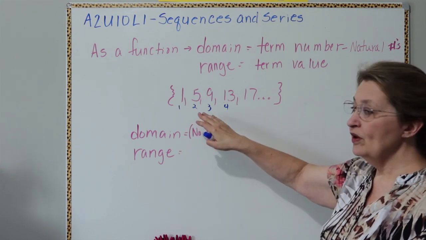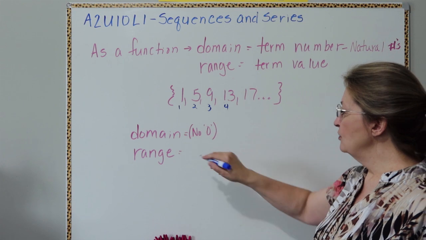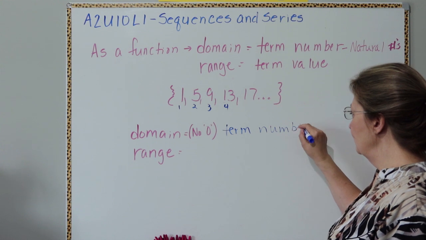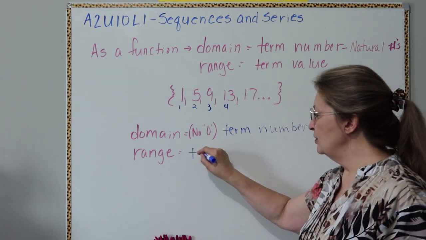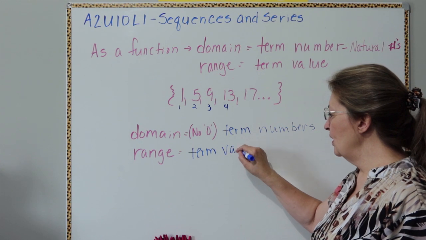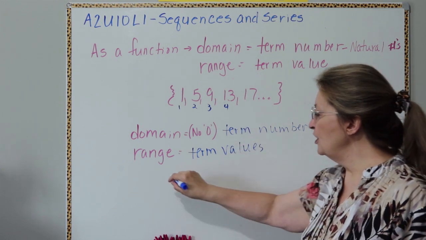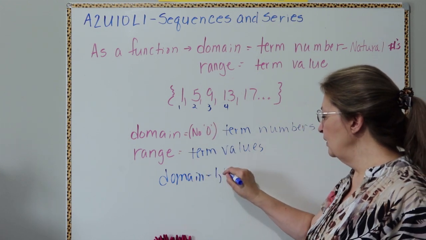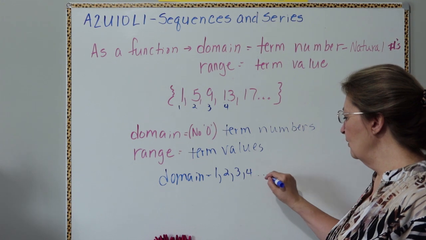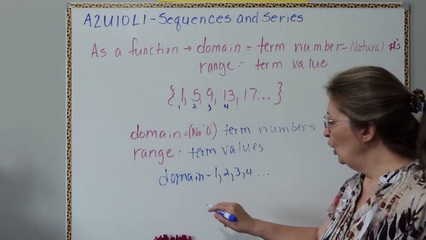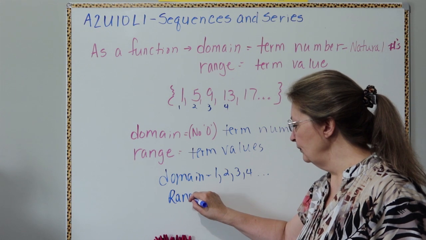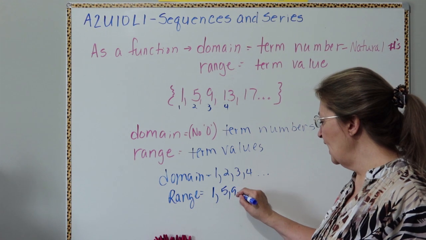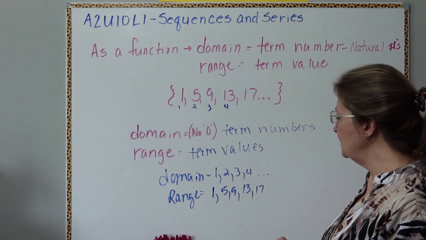Your range is going to be your set of term values. So your domain is term numbers, and your range is term values. So the domain of our sample set here would be 1, 2, 3, 4. Oh, no. Your range would be your term values. 1, 5, 9, 13, 17.